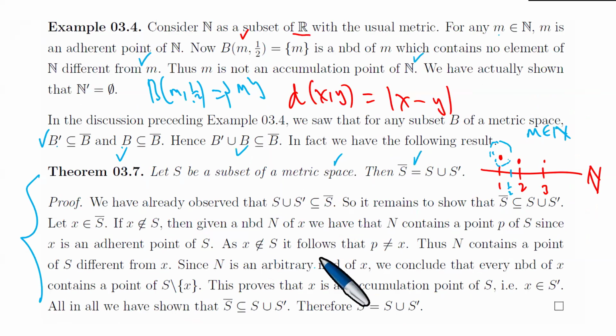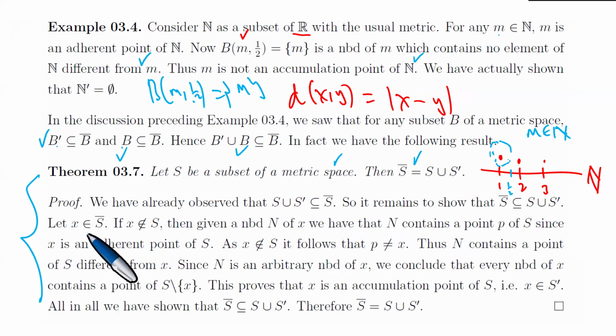In particular, we saw it here. We've already observed that B primed union B, so S union S primed, is in the closure. We're going to go into a little more detail at some point and try to understand the geometry of the sets. So it remains to show the reverse containment. Now we're going to start from the closure and show the reverse: let us show that the closure of S is in S union S prime.